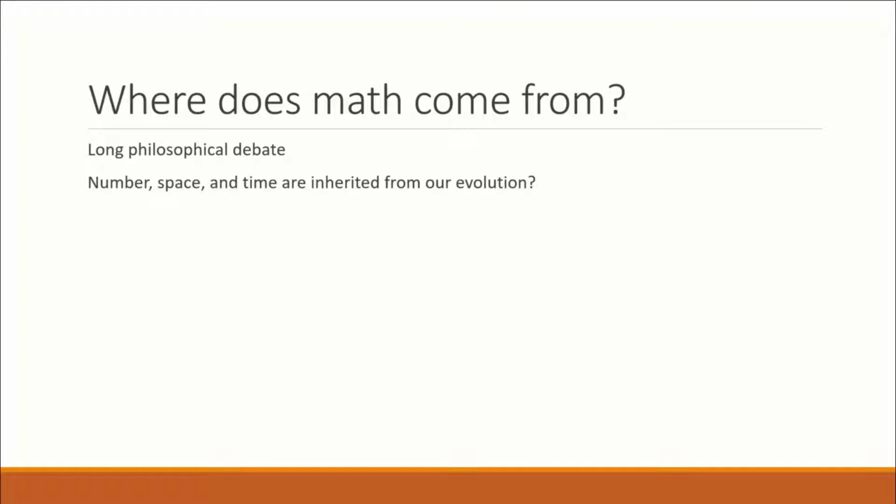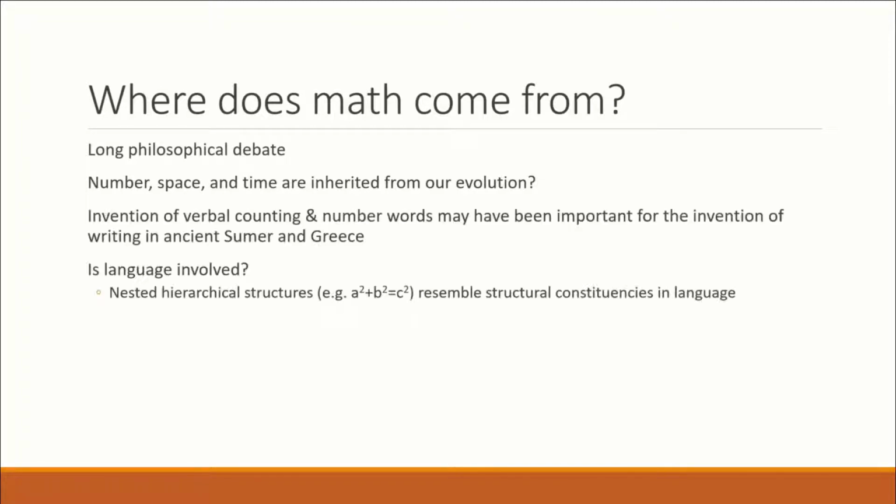More and more these days, researchers seem to be agreeing that notions of number, space, and time are inherited from our evolutionary history and don't need to be explicitly learned. At any rate, in the historical context, the invention of verbal counting and number words could have catalyzed the invention of writing systems in ancient Sumer and Greece. Since math and writing are then historically related, the question can become whether linguistic principles are involved in mathematical logic.